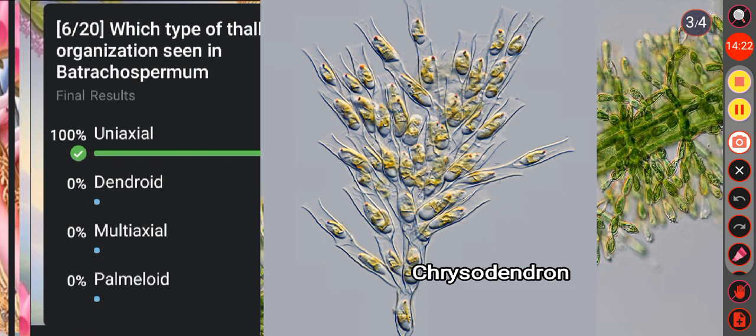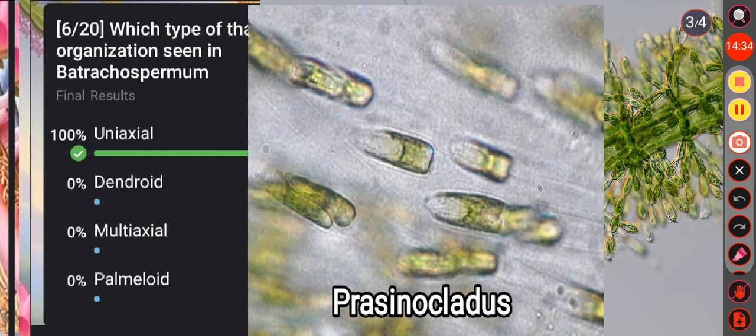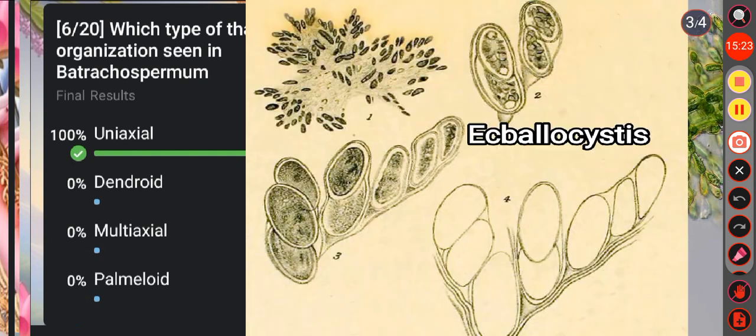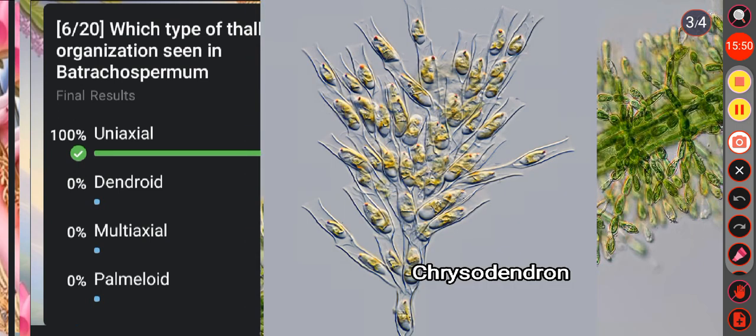Chrysodendron is a chrysophycean alga in which the dendroid form of thallus organization is present. Then other examples like Prasinocladus, a green alga in which the dendroid form of thallus organization is present. Then the dendroid form is also seen in Ecbalocystus, which is a green alga. So Ecbalocystus, Prasinocladus and Chrysodendron show the dendroid form of thallus organization.